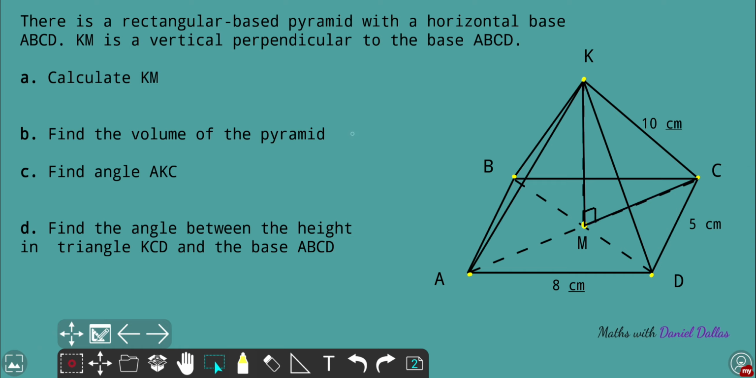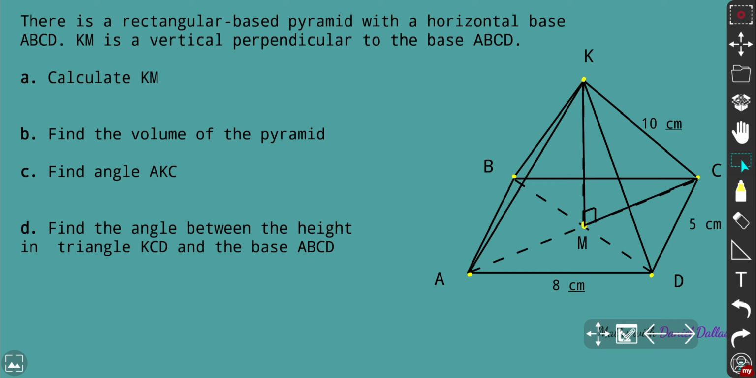We have a rectangular base pyramid. ABCD is a rectangular base, so it's a rectangle and it's horizontal. KM is vertical, perpendicular to the base, so KM makes a 90 degree angle with the diagonal AC and with diagonal BD as well, because it's perpendicular to the rectangle's plane where it lies. Okay, so first of all we need to calculate KM. Let's try to do this.